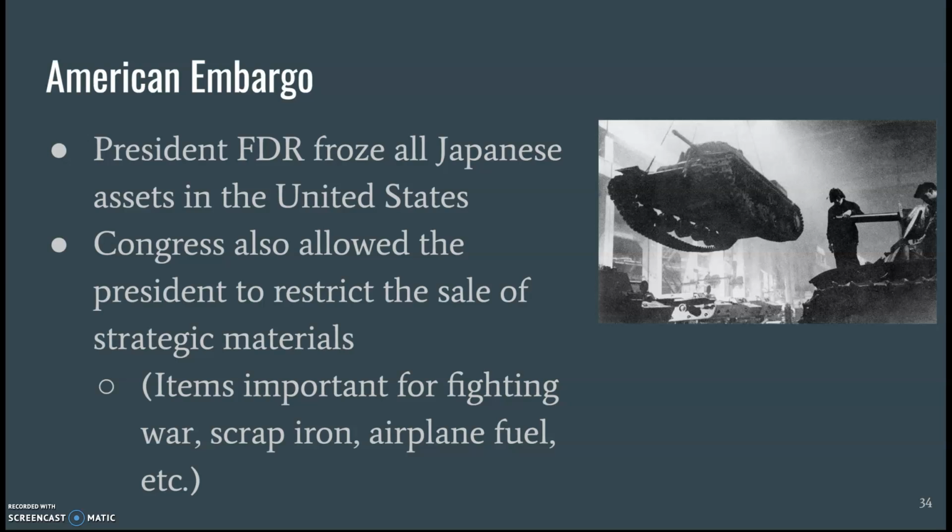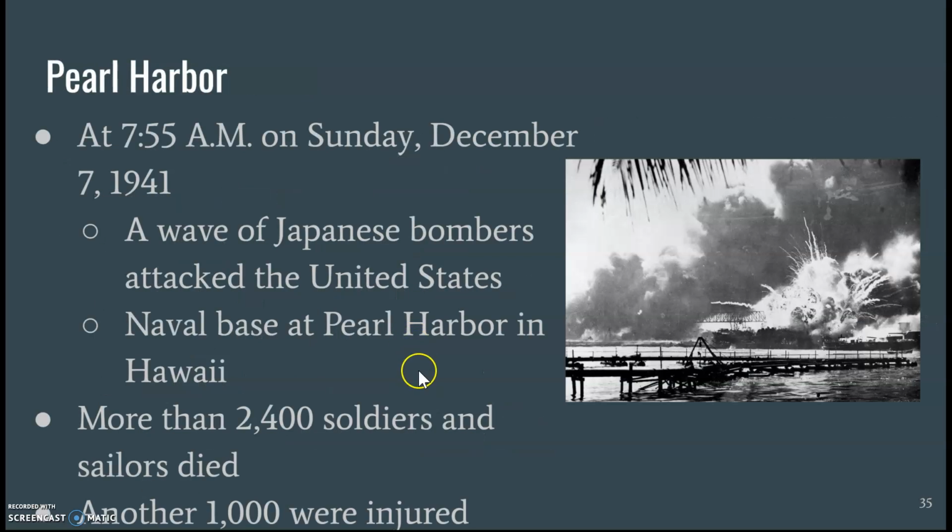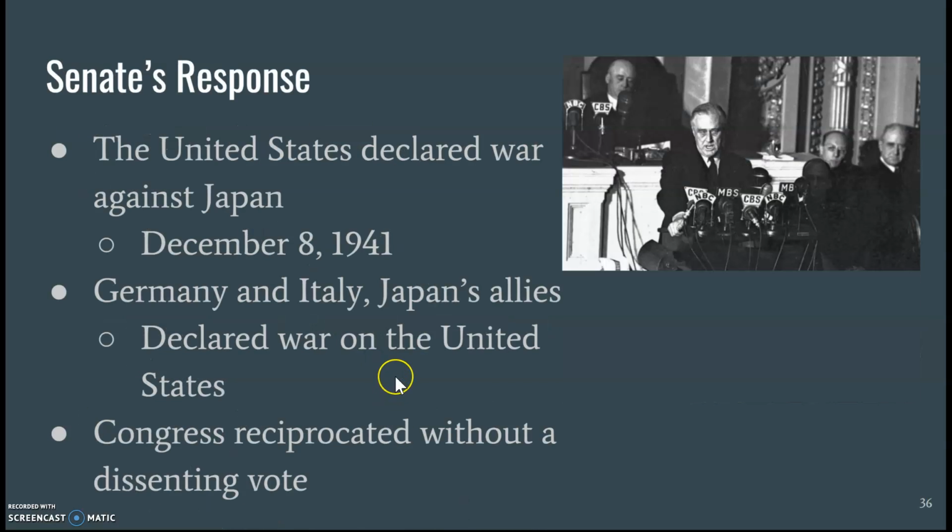And Congress allows the president to restrict sale of strategic war materials like scrap iron, airplane fuel to other countries, for Japan. At 7:55 on a Sunday, which a lot of people point out because most people were resting, on December 7th, 1941, a wave of Japanese bombers attacked the United States naval base in Pearl Harbor, killing more than 2,400 soldiers, and another 1,000 were injured. The United States declares war on Japan one day later.